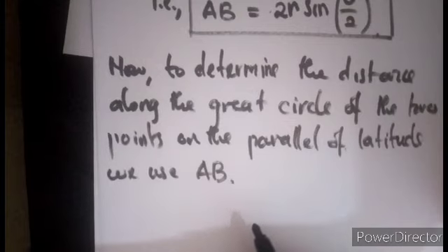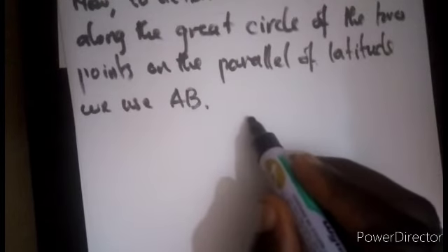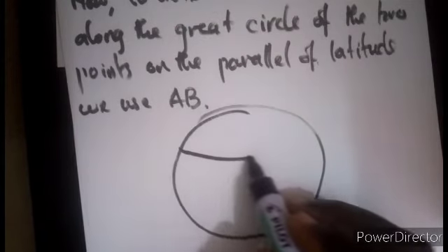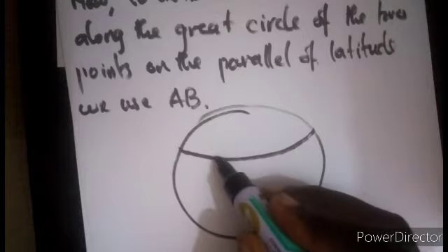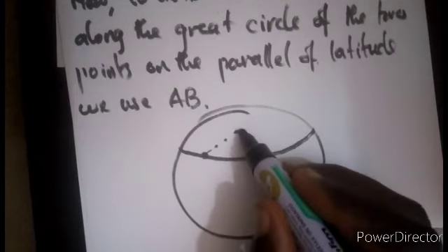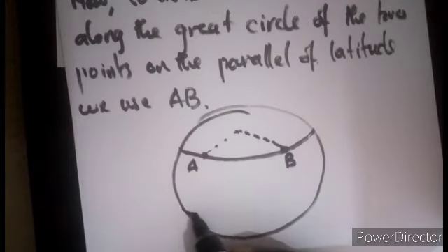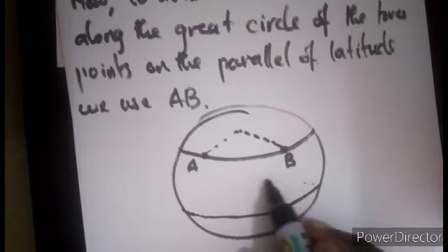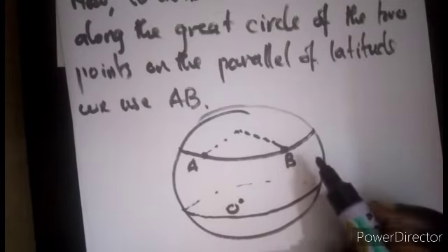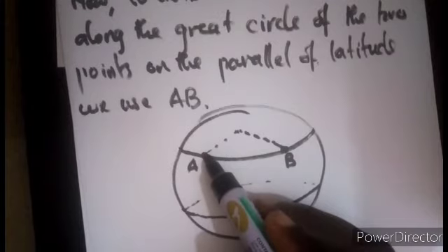Now, let me try to sketch it again. Okay, I said there is the longitude where those 2 points were located. We have A and B. If you recall, we said the equator was somewhere here with the center O here. Now we are looking for the great circle that will pass through A and B.